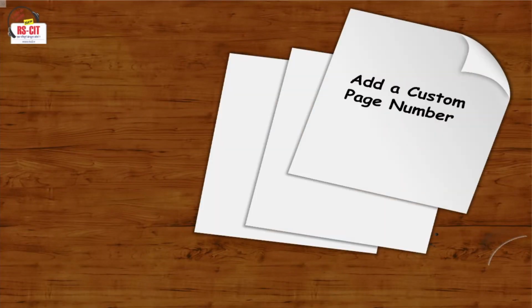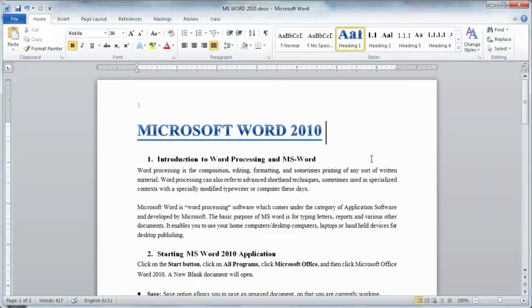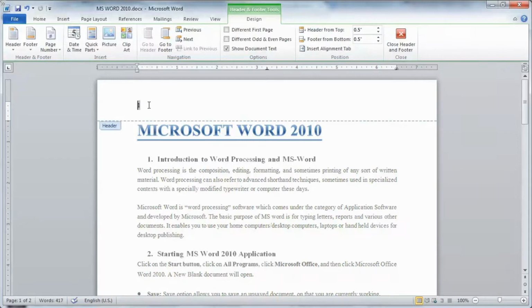Adding a custom page number. Double-click in the header area or the footer area, which is near the top of the page or near the bottom of the page. This opens the Design tab under Header and Footer Tools.